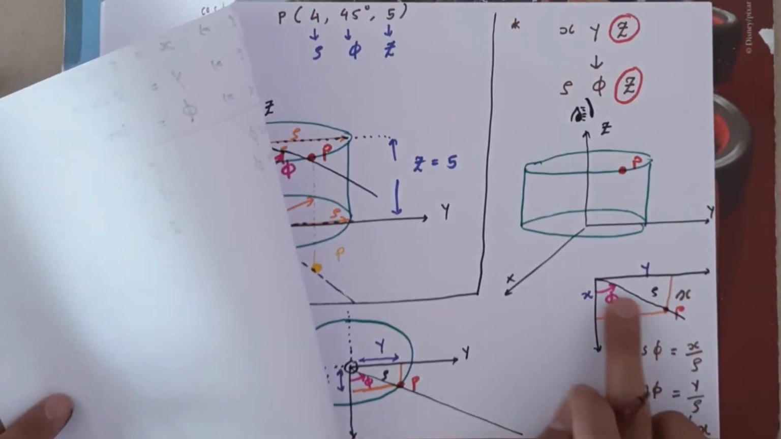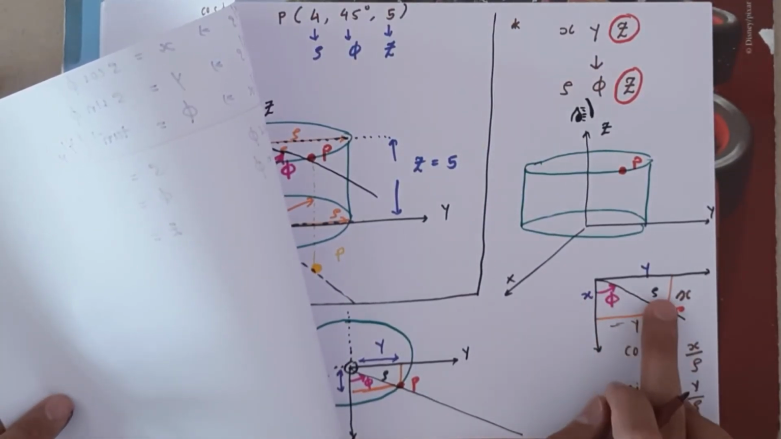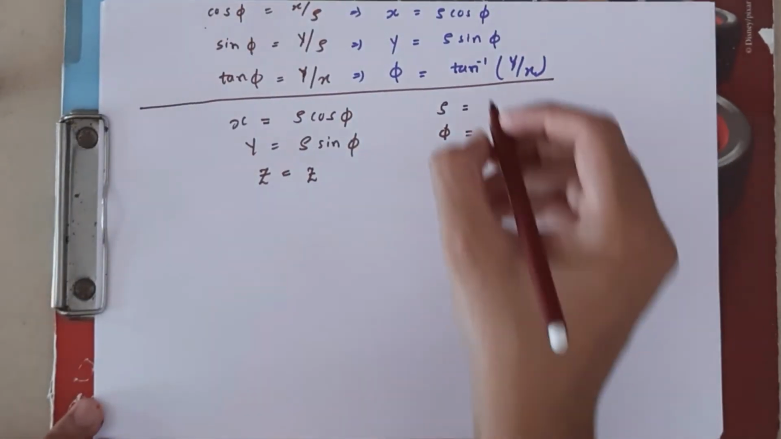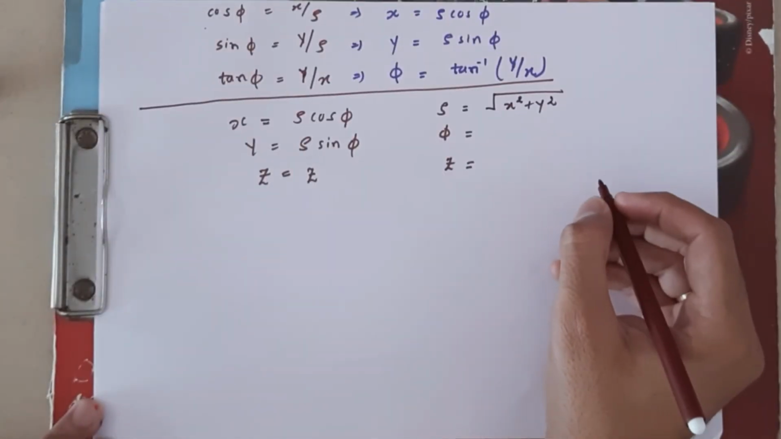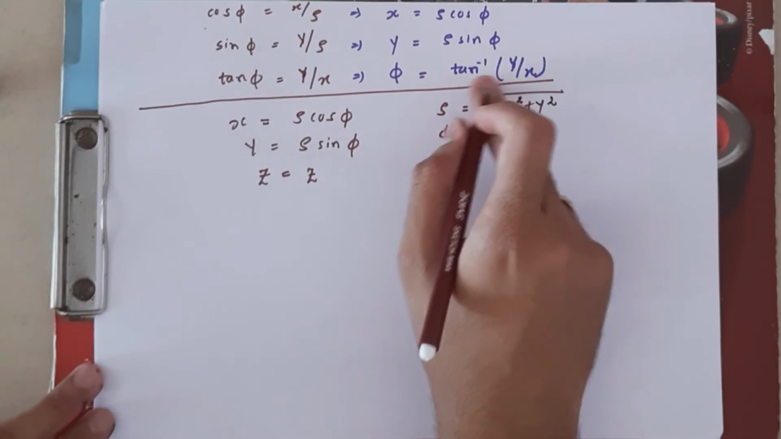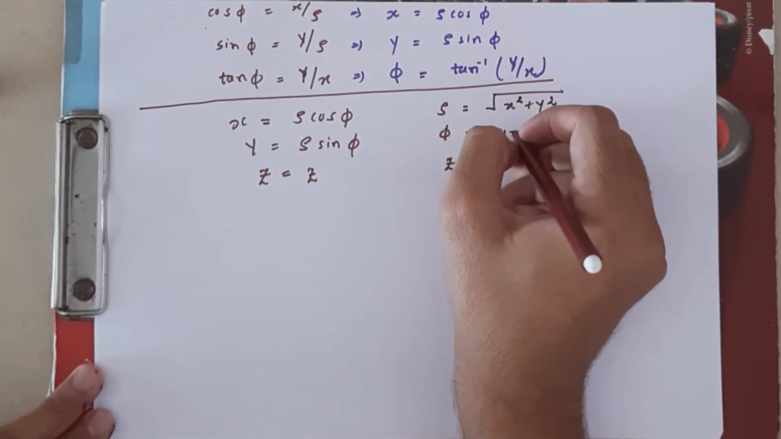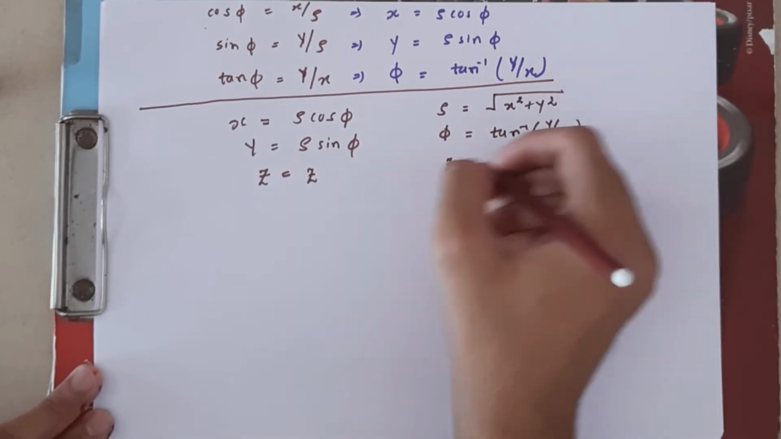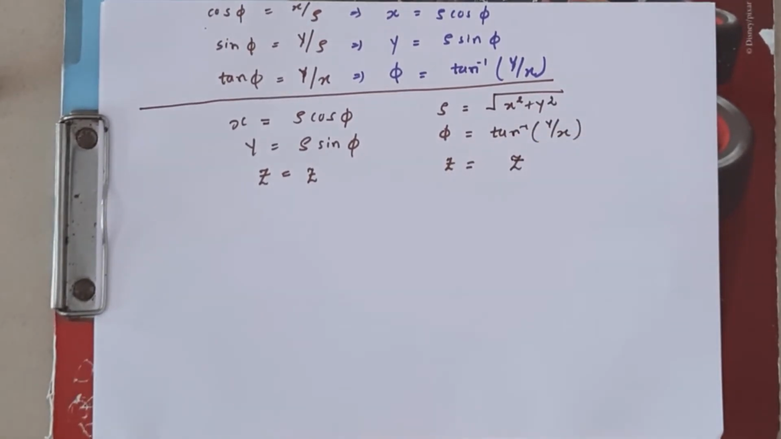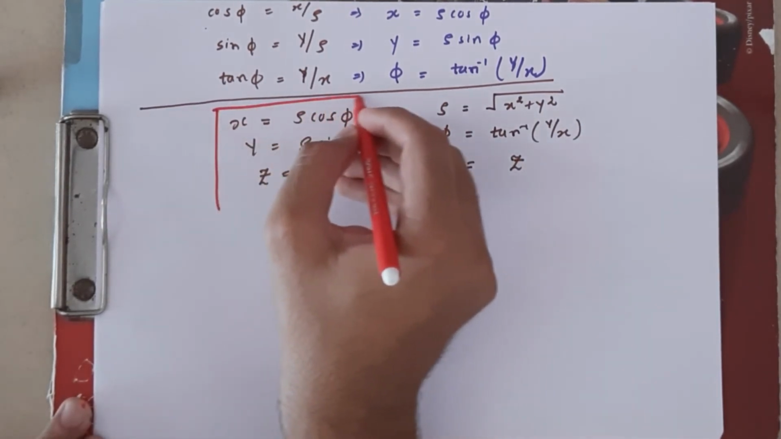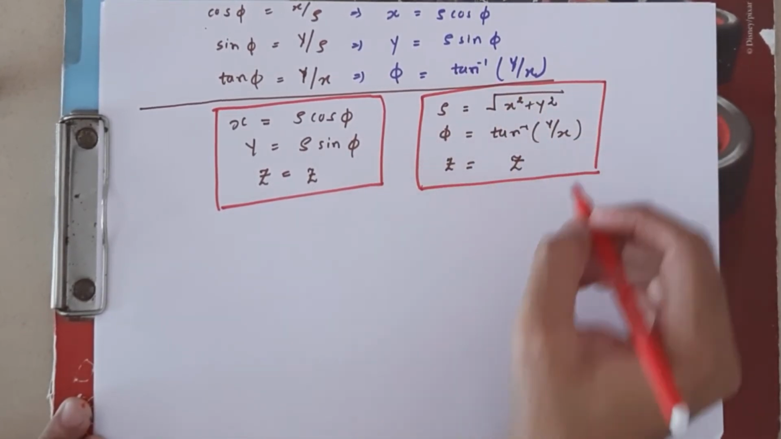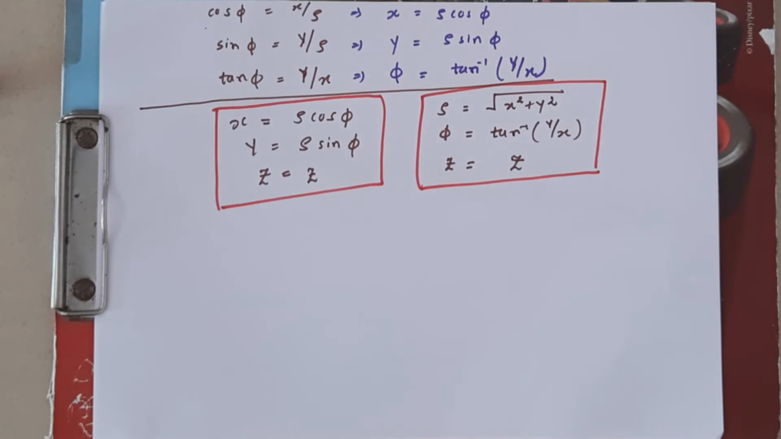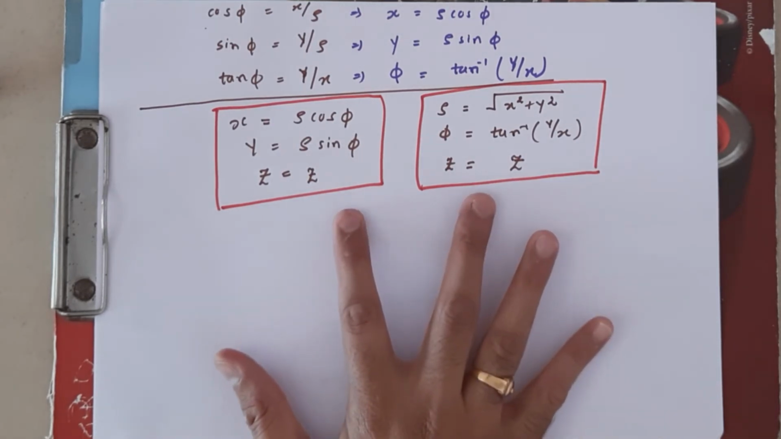Now what is rho? If you observe, it's a right angle triangle, so rho is equal to under root of x square plus y square. What is phi? We have already derived it: phi is equal to tan inverse y by x, and z is equal to z. So finally we have derived the relationship between the cylindrical and rectangular coordinate systems. You have to just remember these equations.